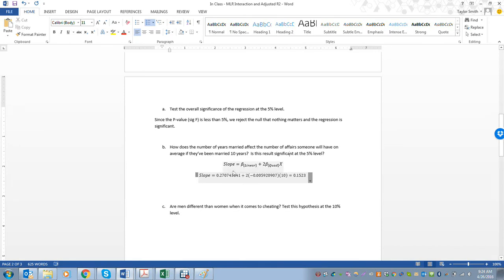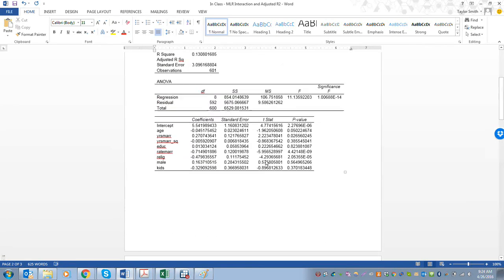So that is the effect of someone if they've been married for 10 years. All right, now, is that result significant at the 5% level? So we come up here to the top, and we need to look at our two variables here, years married and years married squared. Years married is significant at the 5% level. Years married squared is not.